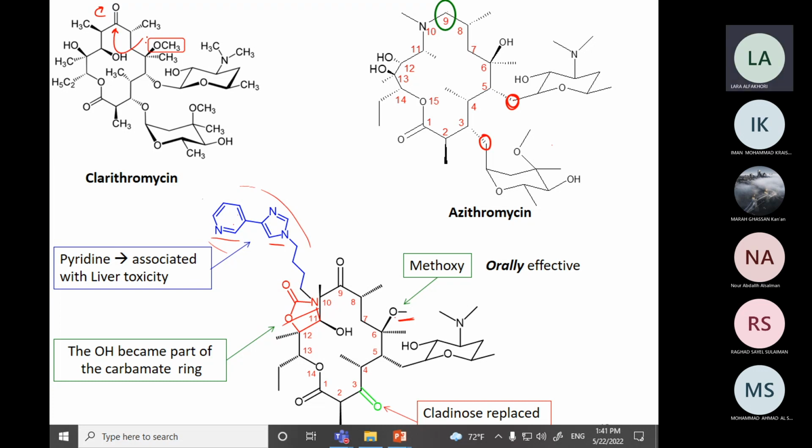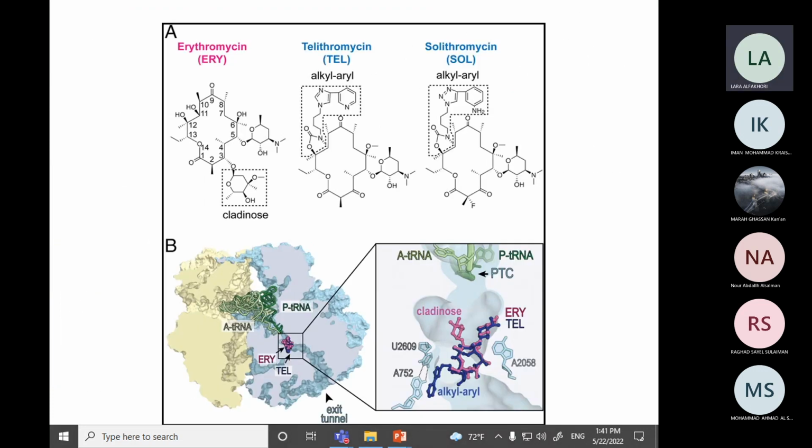So that is why, in later generations of the macrolides, they've substituted the pyridine with an amino, with an aniline ring, which is much less toxic, or does not have the tendency to cause the liver toxicity associated with having the pyridine.